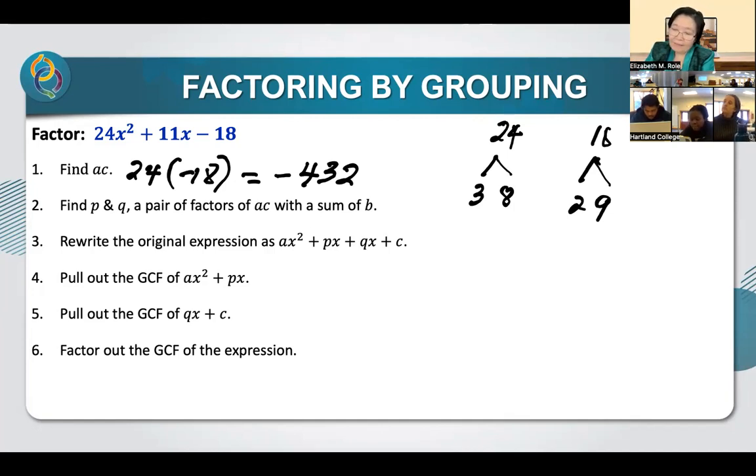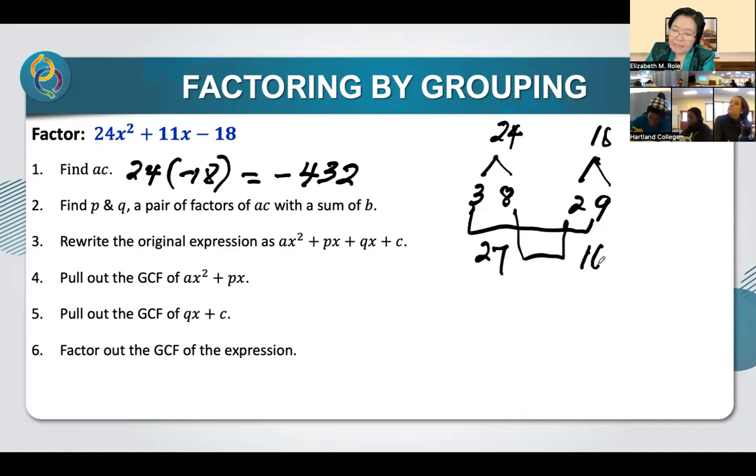If I have 3 times 9 is 27, correct? 8 times 2 is 16. Is 27 times 16 432? Of course. Or multiply just to make sure. Yes, right, it is. If I subtract 27 minus 16, what will it be? 27 minus 16 will be 11.